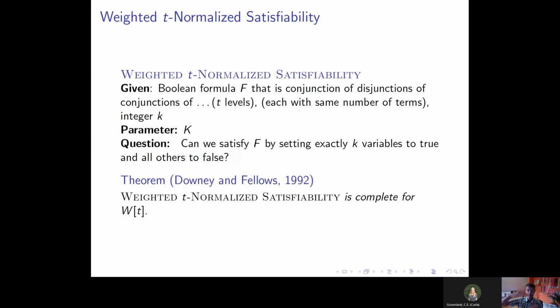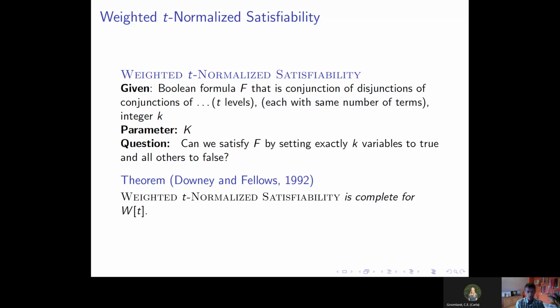So we have t levels where we alternatingly have ORs and ANDs. And the "normalized" in the name of the problem tells us that each of these conjunctions and disjunctions actually has the same number of terms. Also, we're given an integer k, which is the parameter, and we ask whether we can satisfy this formula by setting exactly k of the variables to true and all others to false.